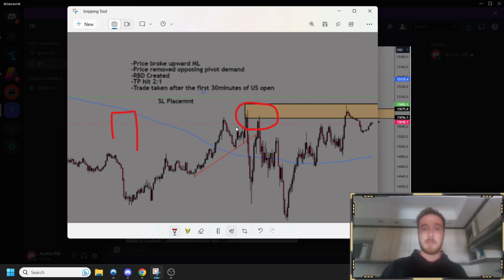All right, so we have a rally-based drop, very strong move to the downside. It's removed pivot point demand zones here and all this here. It's also broke upward momentum line. I said it right here. Price broke upward momentum line. Price removed opposing pivot point demand zones. A strong quality rally-based drop created, getting out at a 2-to-1, somewhere down in this area, I'm guessing.